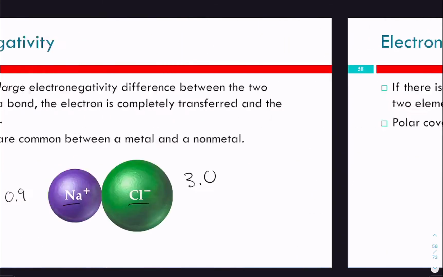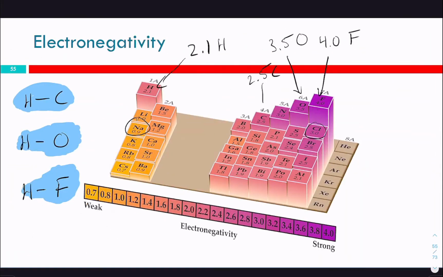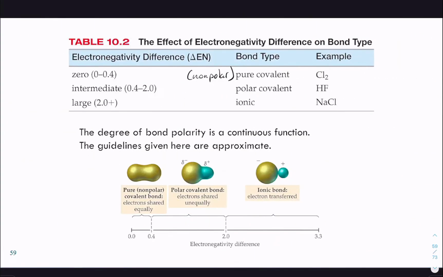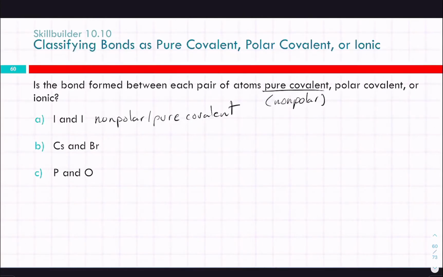Let me find the difference though. So cesium is 0.7, bromine's 2.8. So 2.8 minus 0.7 would give us a difference of 2.1. All right, so as a rule of thumb, greater than 2, we're going to have an ionic bond, as well as just being able to look at the periodic table and know that it's an ionic compound.